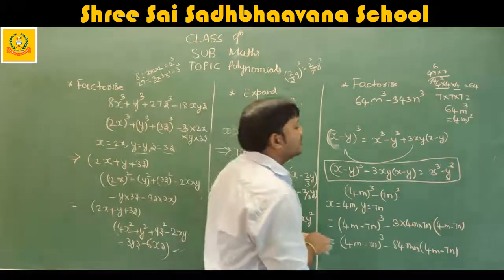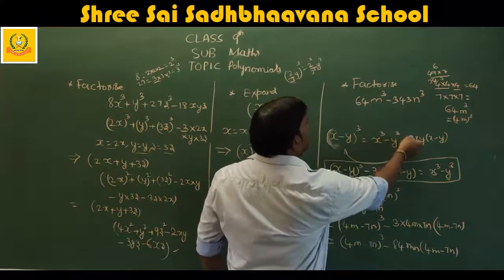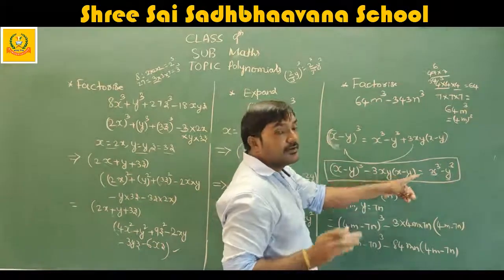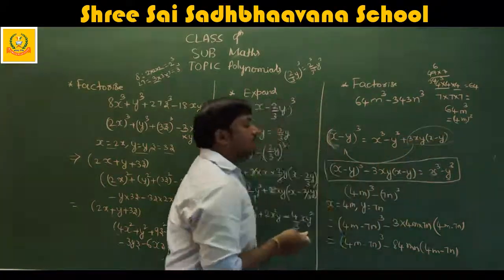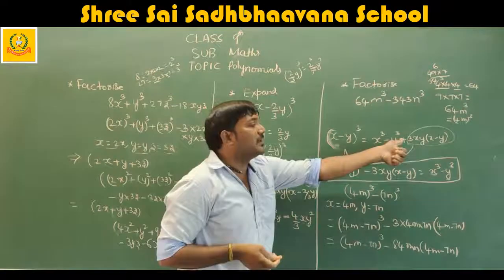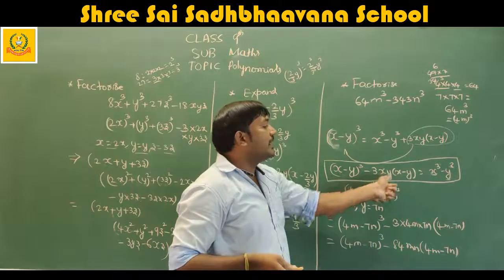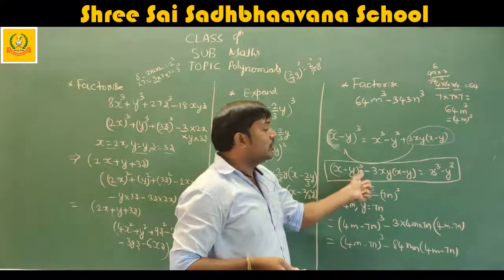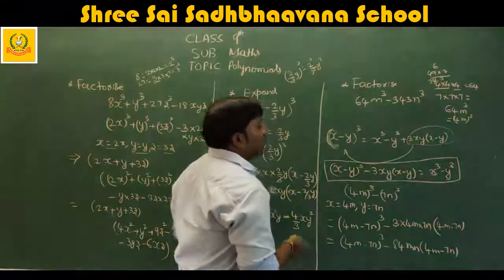So (x minus y) whole cube, we know, is x cube minus y cube plus 3xy into (x minus y). From the same identity, we got this identity. So what I did, I just took this term to the LHS. So there it is plus 3xy into (x minus y). When you send it to the other side, it will become minus 3xy into (x minus y). So (x minus y) whole cube minus 3xy into (x minus y) is equal to x cube minus y cube.